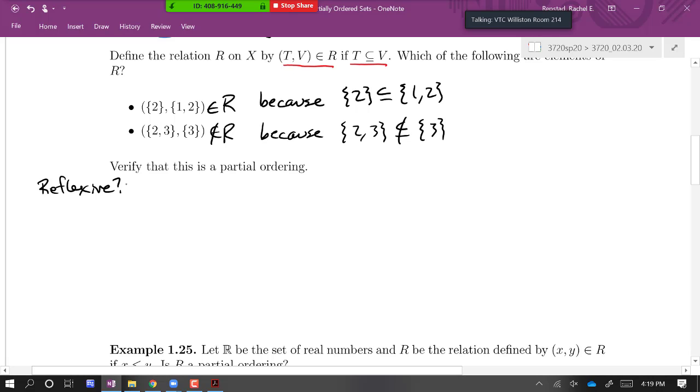Are you asking if the relation R is reflexive? We're asking if the relation R is reflexive, yeah. What is it? I guess maybe we'll start. What does it mean to be reflexive?